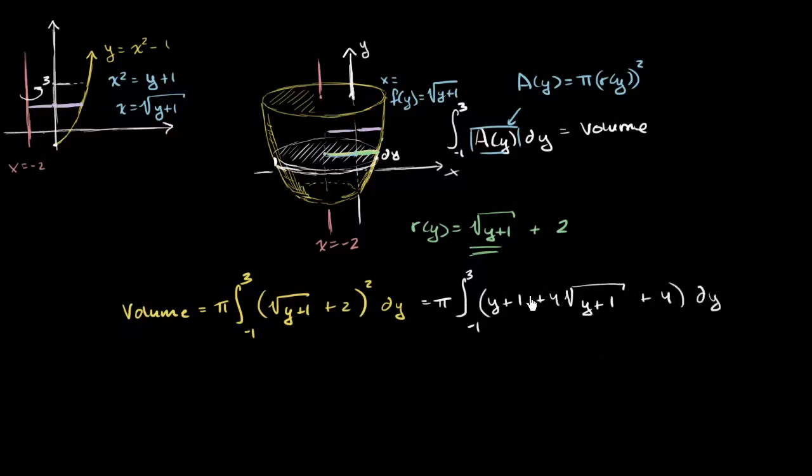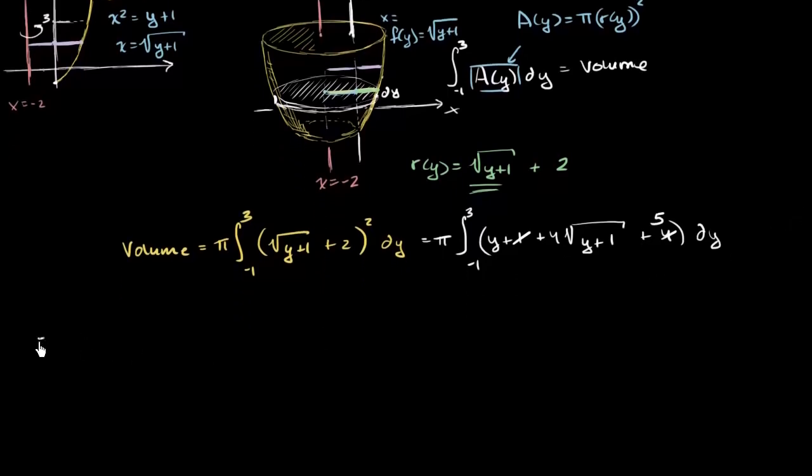We can simplify a little bit. You have a 1 plus a 4. We can add the 1 to the 4 and get a 5. And now we're ready to take the antiderivative. So this is going to be equal to pi times, let's take the antiderivative of all of this business, and I'll color code it. The antiderivative of y is just y squared over 2. The antiderivative of 4 times the square root of y plus 1, you just really have to think of it as 4 times y plus 1 to the 1/2 power.